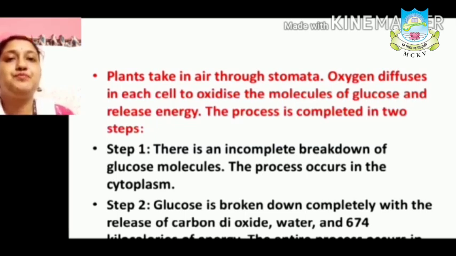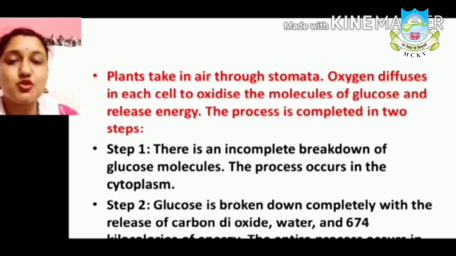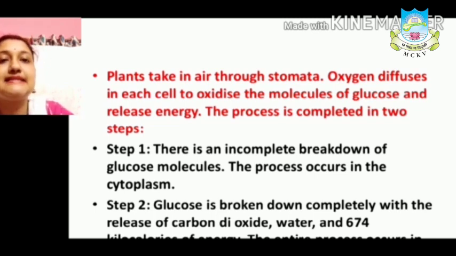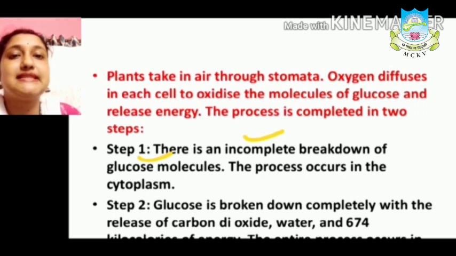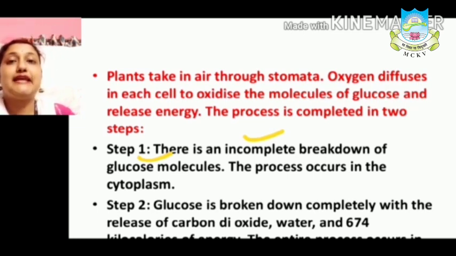As we know, plants take oxygen through the stomata so that they can oxidize or break down the glucose molecule and release energy. But the process is completed in two steps. Step one, there is an incomplete breakdown of glucose molecules. The process occurs in the cytoplasm. So in the first step, the glucose molecule will not completely break down and it will occur in the cytoplasm.